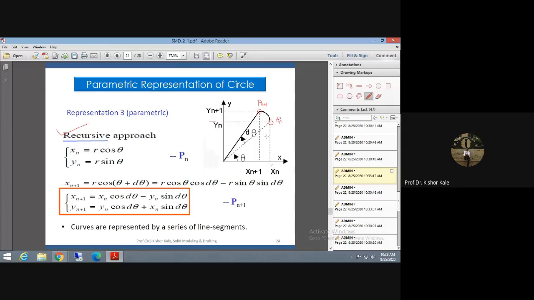Now, this is a circle, or part of a circle. What I have shown here is a part of a circle. Now, we'll consider another point on the circle. We'll call that point Pn plus 1, the next point. Is it okay?